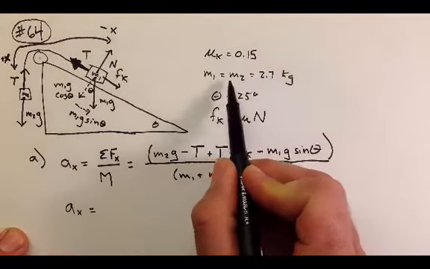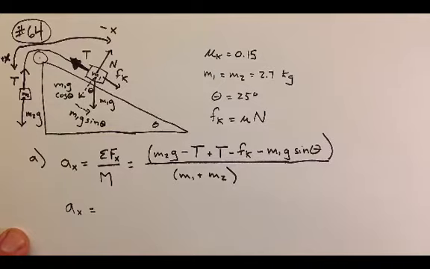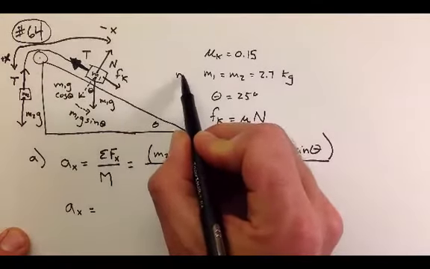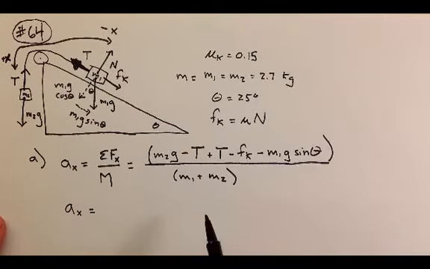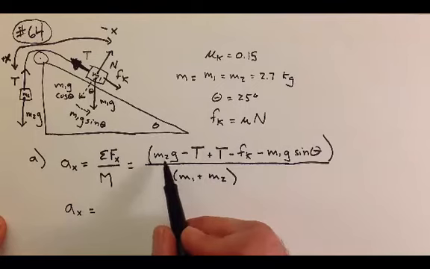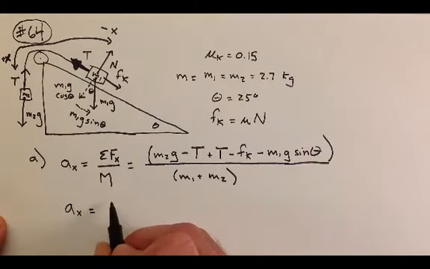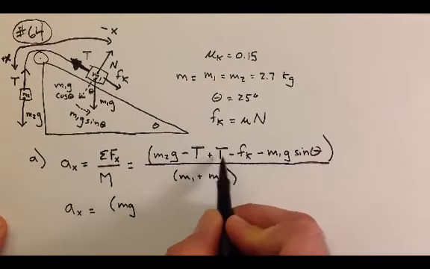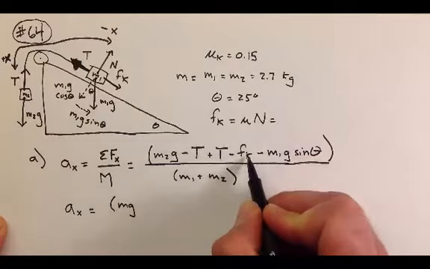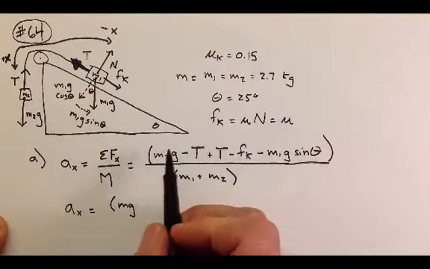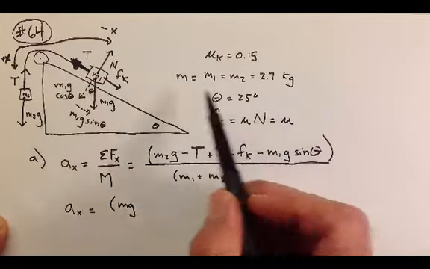Now, I do know that M1 equals M2, so I'm just going to call M1 and M2 just M, all right? I can simplify things here. So let's simplify. I'm going to get this to be mg. The two T's cancel out here. For my friction force, let's see if I can't simplify that. That's mu times the normal force.